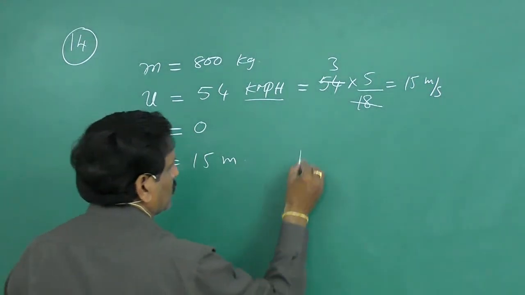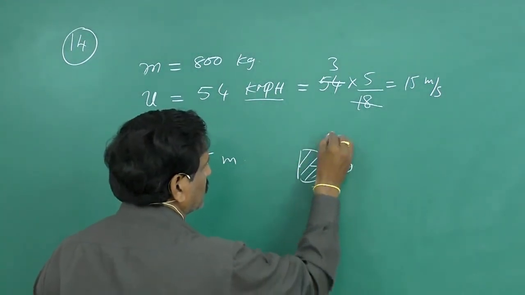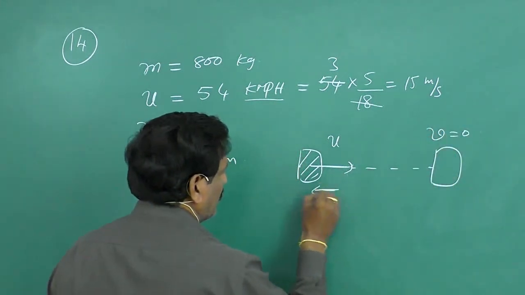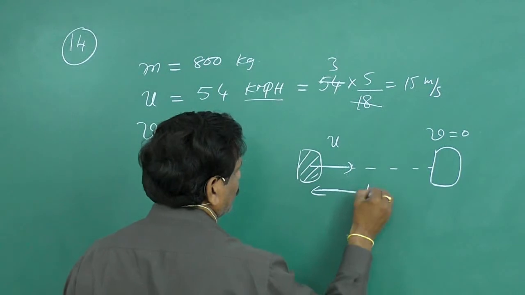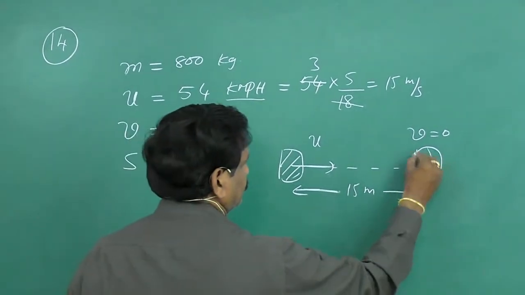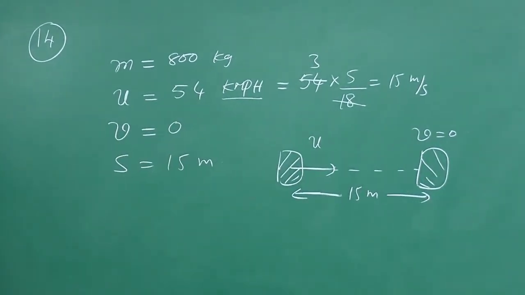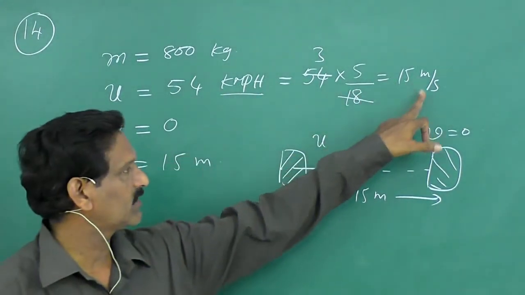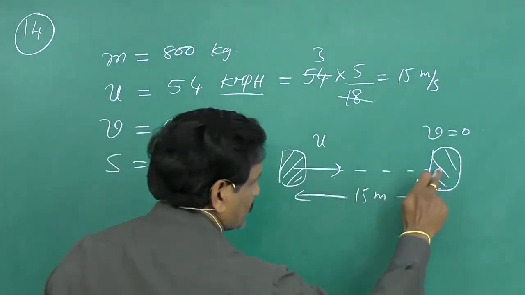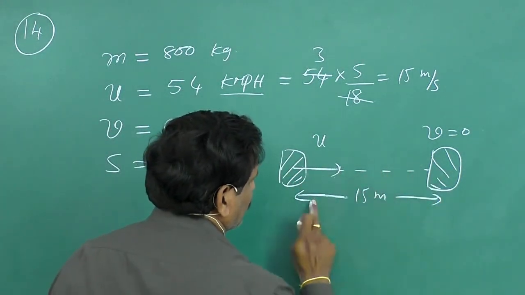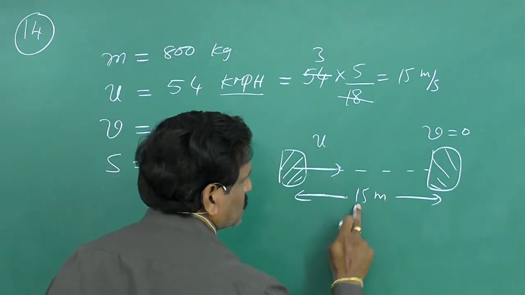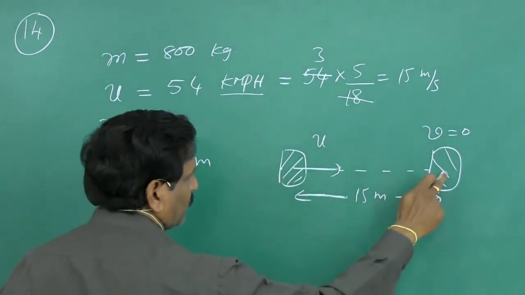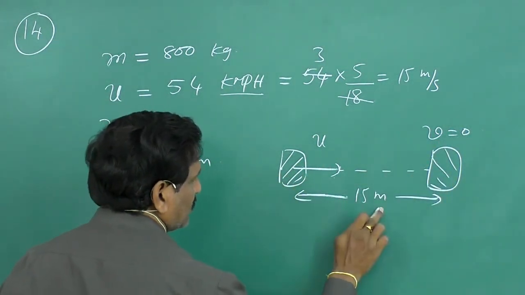So this is the situation. Finally it comes to a stop after traveling through a distance of 15 meter. Initially it is moving with a velocity of 54 kmph, that is 15 meter per second. It is brought to rest after traveling a distance of 15 meter. So brought to rest means final velocity is 0. So in this journey, initial velocity is 15 meter per second, final velocity is 0, distance traveled is 15 meter.